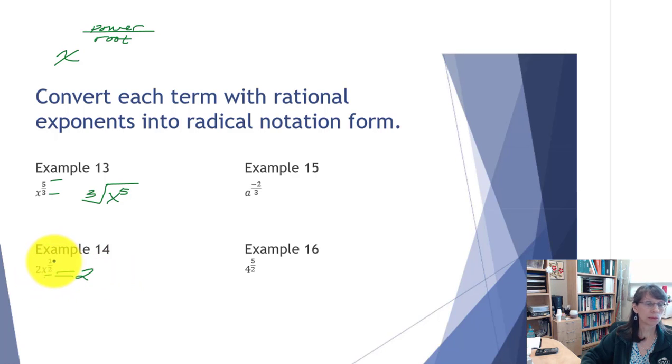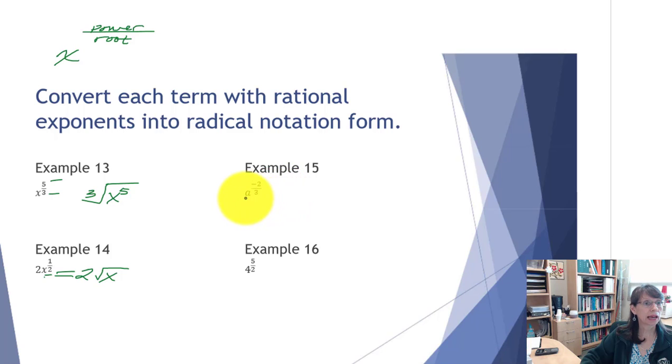Remember, the top number in that rational expression is the power. The bottom number is the root. Root of 2 is square root. Our base is x raised to power of 1. So we don't need to write a 1. So we're done. 2 times the square root of x.